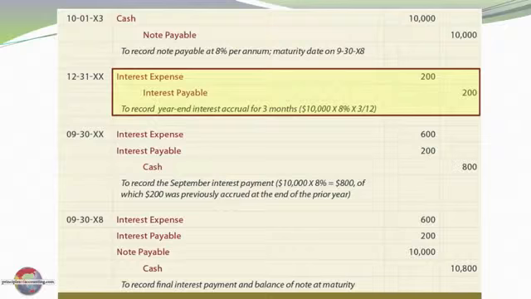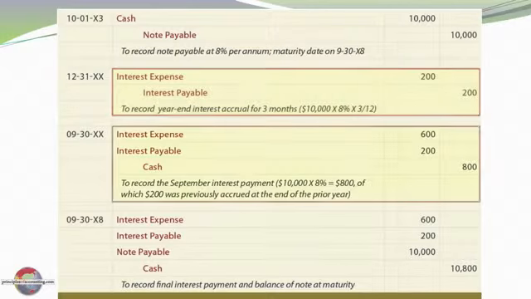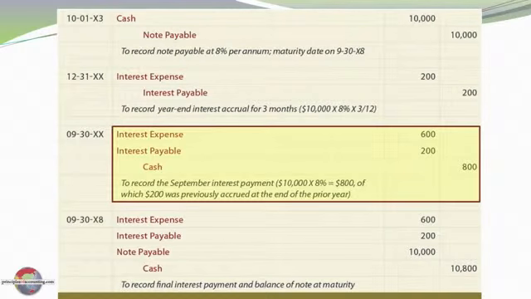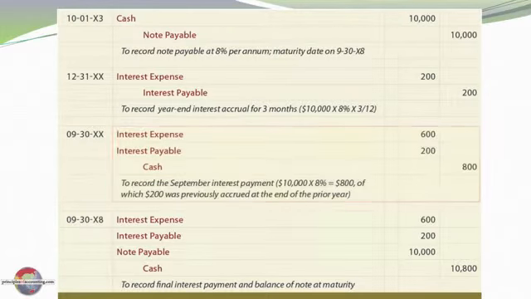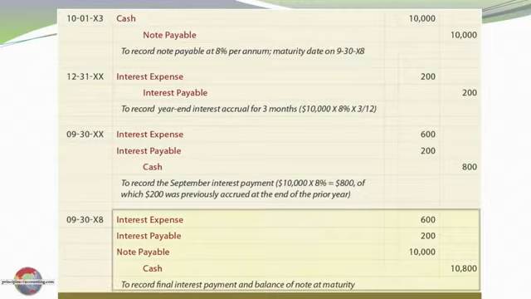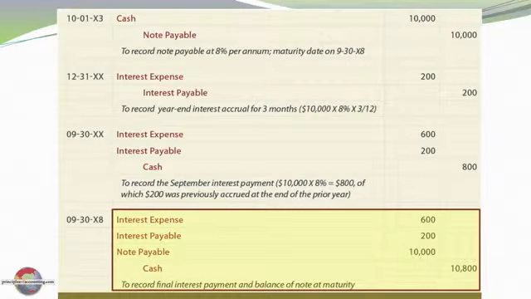At each annual year end, December 31, we would need to accrue interest. So I'm accruing $200 of interest here for October, November, December. And each September 30th, when interest payment of $800 is due, that $800 is 8% of the $10,000. $200 of that was previously accrued, and $600 relates to 9 months of the new year. This process would continue each year until the final year at maturity, when we pay not only $800 of interest for the last year, but the $10,000 principal as well.